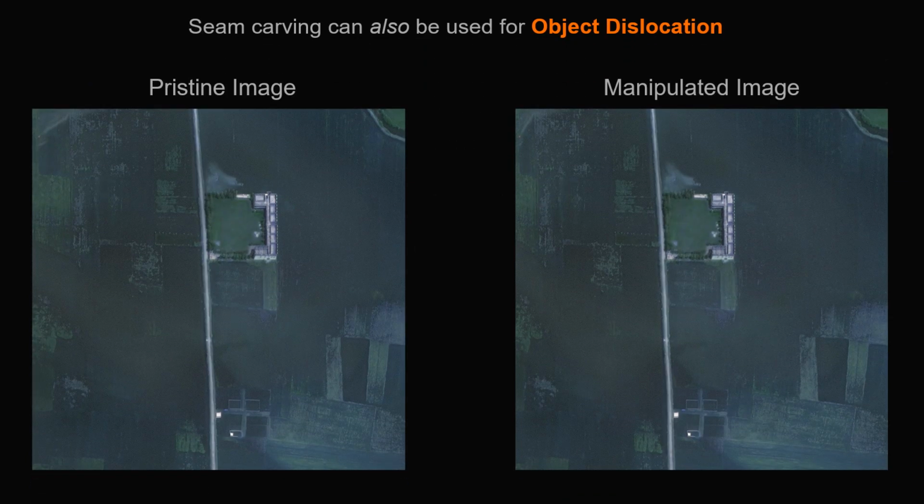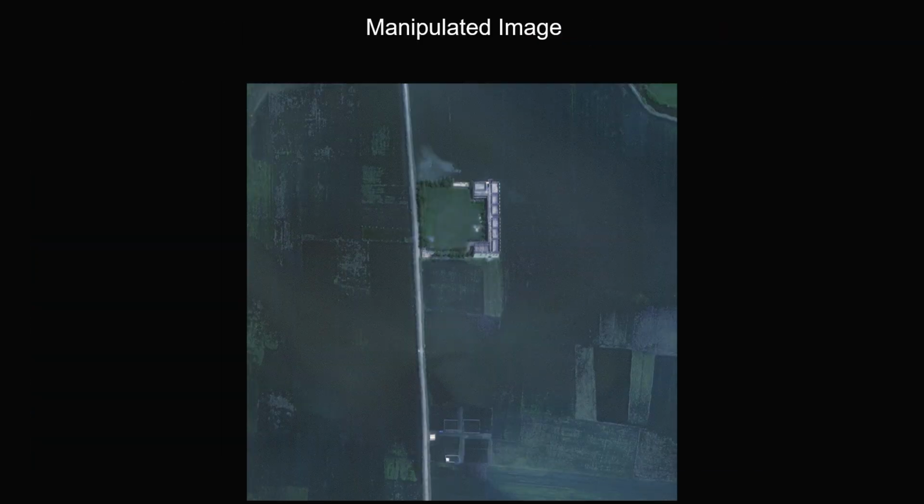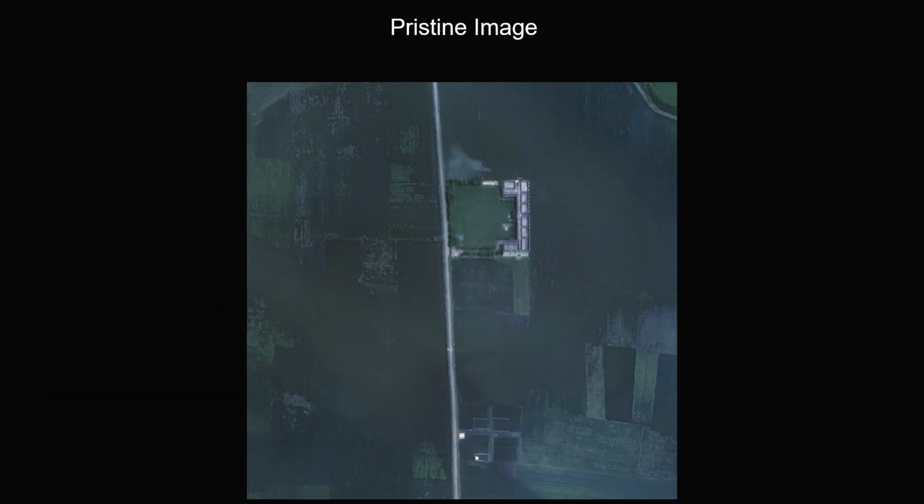Seam carving can also be used to dislocate targets in an image with minimal visual artifacts. Here is an example where the object dislocation is done using seam carving. This is the manipulated image. This is the pristine image.